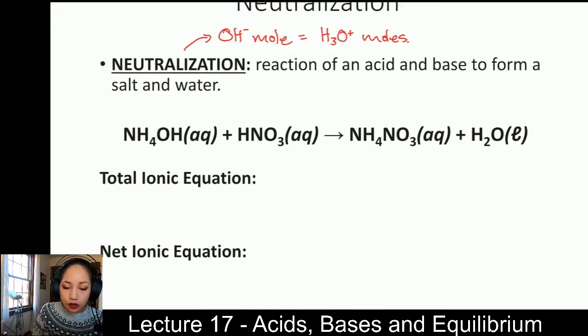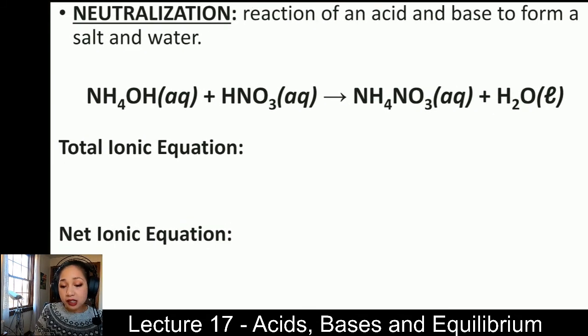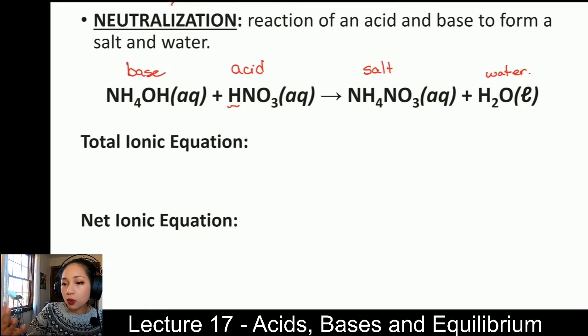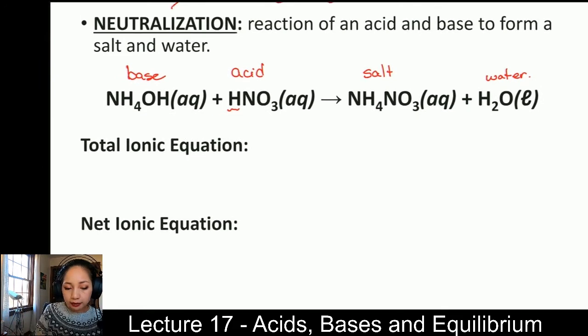All right. So if we look at this example, this is another neutralization reaction. So ammonium hydroxide, this is our base. HNO3, this is our acid because there's an H there. And you see that we form salt in the form of ammonium nitrate and water. So this is just another neutralization reaction. So let me show you what I mean by neutralization.